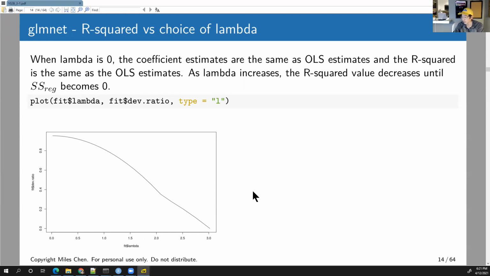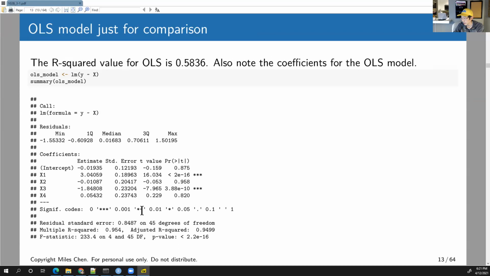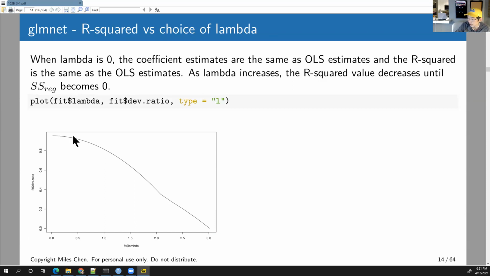Okay, and then, when lambda is 0, how much are we able to explain? We're going to be able to explain around 95.4%. So this is effectively the same as the OLS estimates.